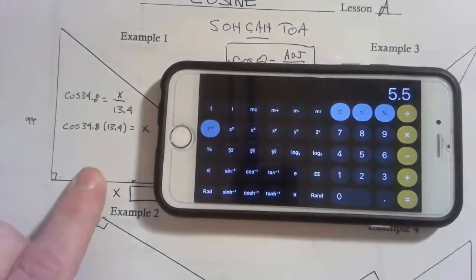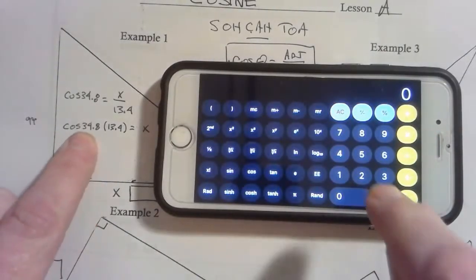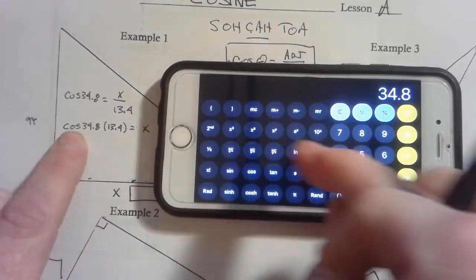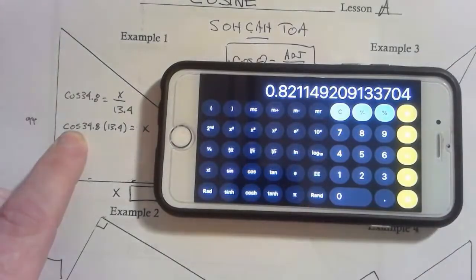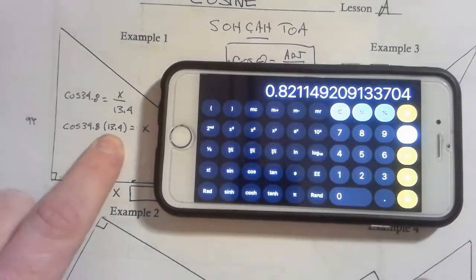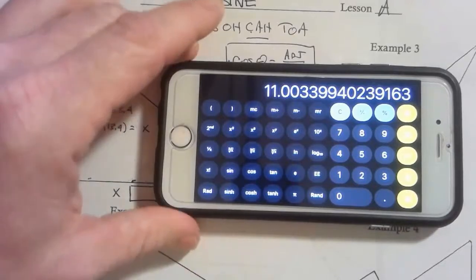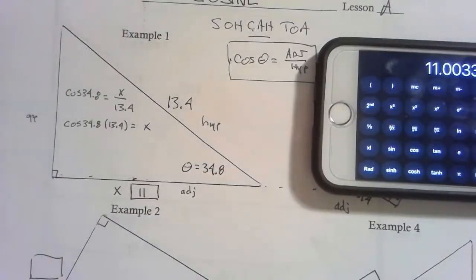So on my calculator, I'm going to clear everything out. I'm going to get rid of the second. So we're going to go 34.8, find the cosine, which is this guy right here, times the 13.4. Hit equals. It comes out to be an almost even 11. So this is 11 right here. And I'm done.